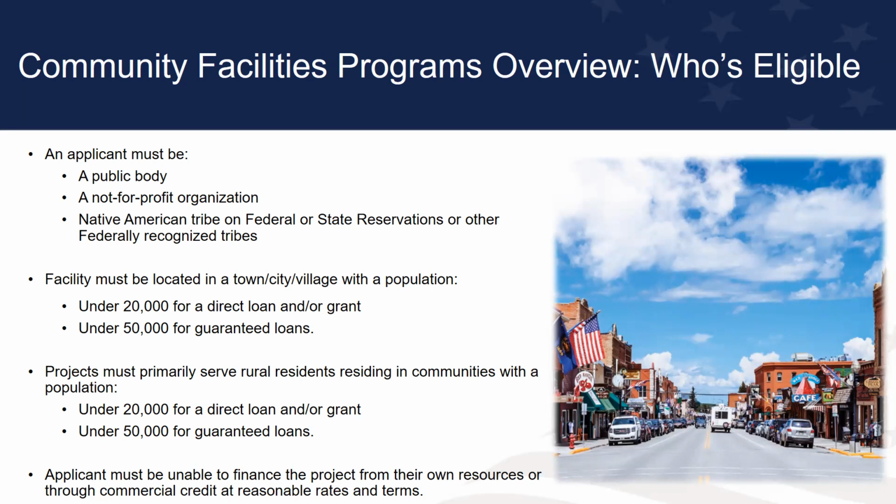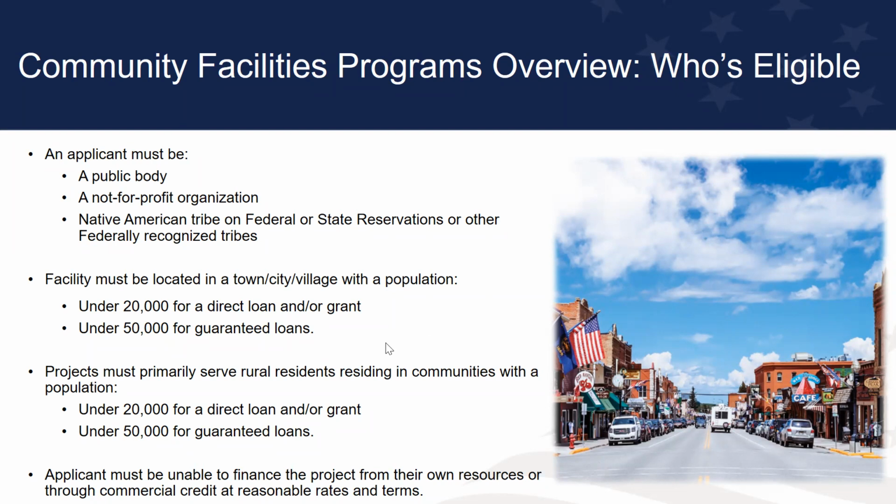The projects also must primarily serve rural residents. So even if you're building a hospital right outside of a large city, it might be in an eligible location, but we're going to take a look and see whether or not you're primarily serving rural residents or whether it primarily serves the residents of the large city. So we do take a look and make sure that the projects not only are located in a rural city or town, but also are primarily serving a rural city or town.